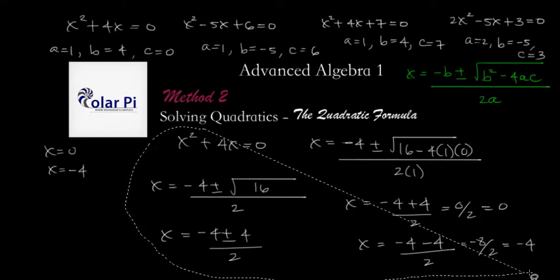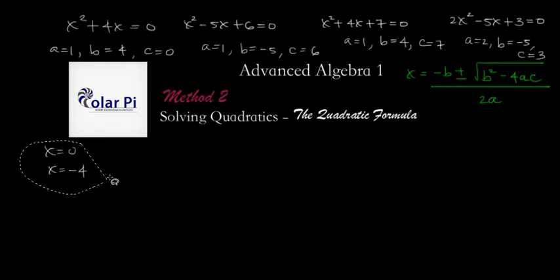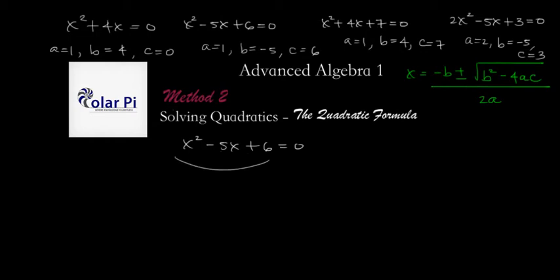I find this method pretty boring, so I'm already kind of sleepy. But whatever, I'll do it because some kids need to learn, right? Anyway, the middle one: x squared minus 5x plus 6 equals 0. The factoring method says you could factor this as x minus 3 times x minus 2 equals 0. So x equals 2 or x equals 3, right? So we know the answers.